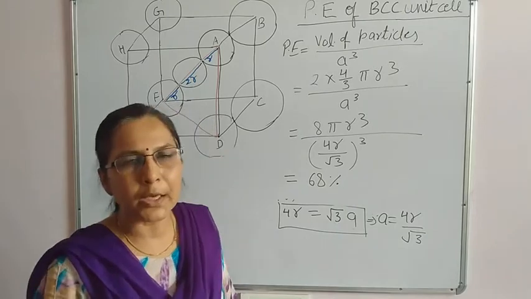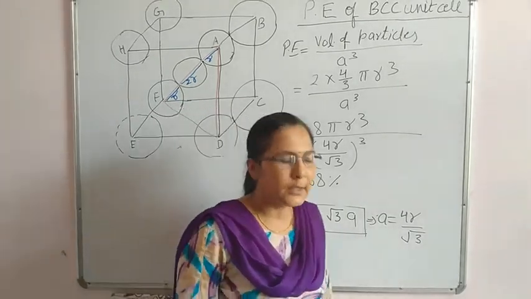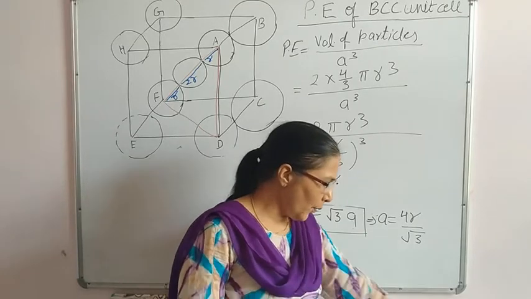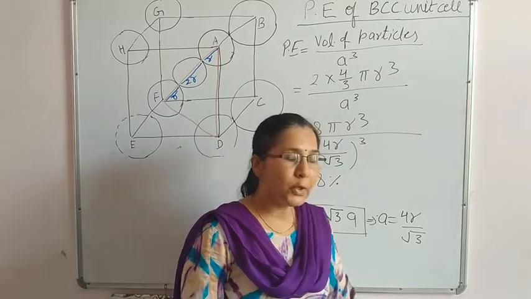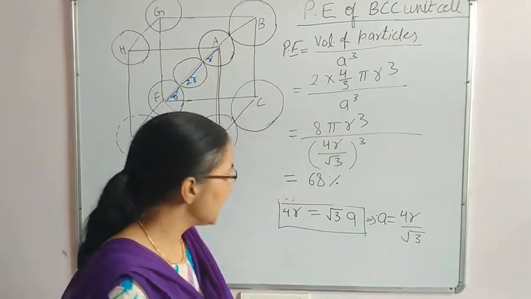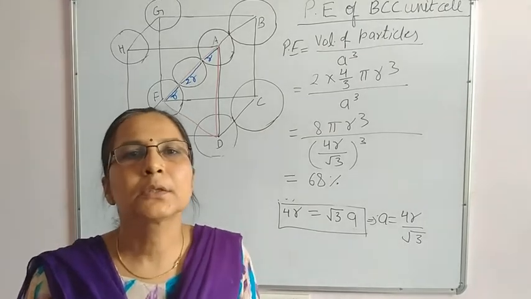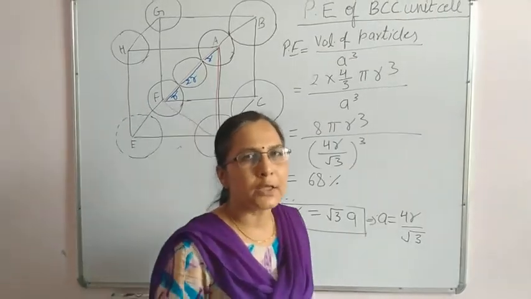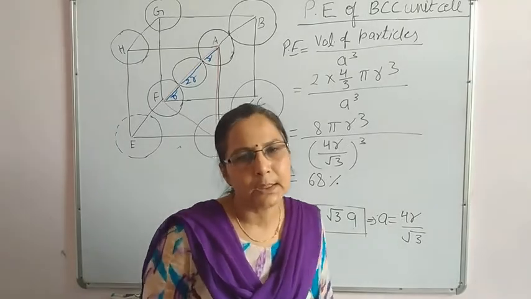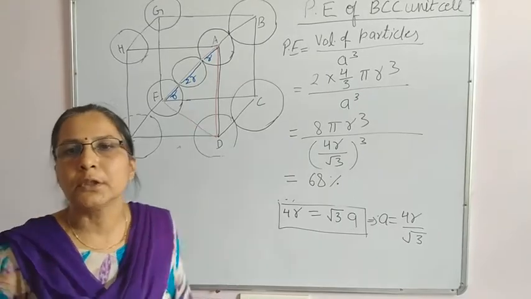So the minimum packing efficiency is of the simple cubical unit cell, that is 52.4%. Then the second one is BCC, that is 68%, and the maximum packing efficiency is for FCC, that is 74%. That's all about the packing efficiency.